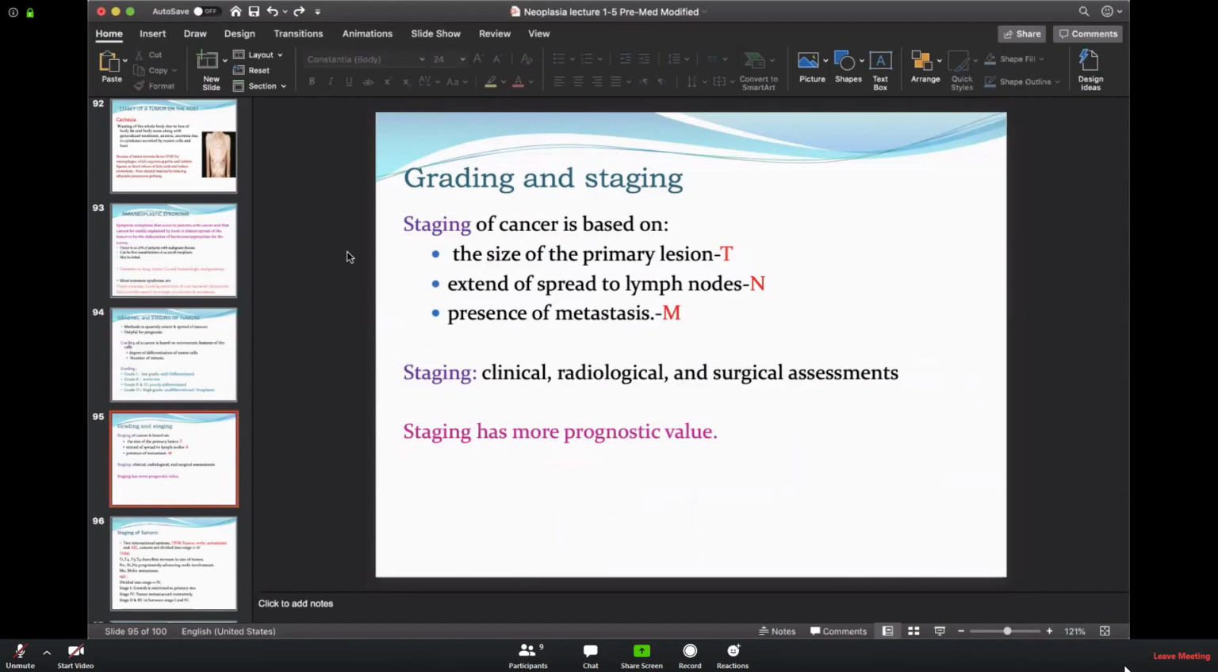Grading is how much the cancer resembles normal tissue. Grading is based on clinical, radiological, and surgical assessment, and also pathological evaluation. There is a pathological staging system. Staging has more significance for prognosis and is the most important prognostic parameter in most types of tumor. Grading is done by the pathologist by looking at the microscope and evaluating the appearance of the tumor. So grading is mainly pathological.